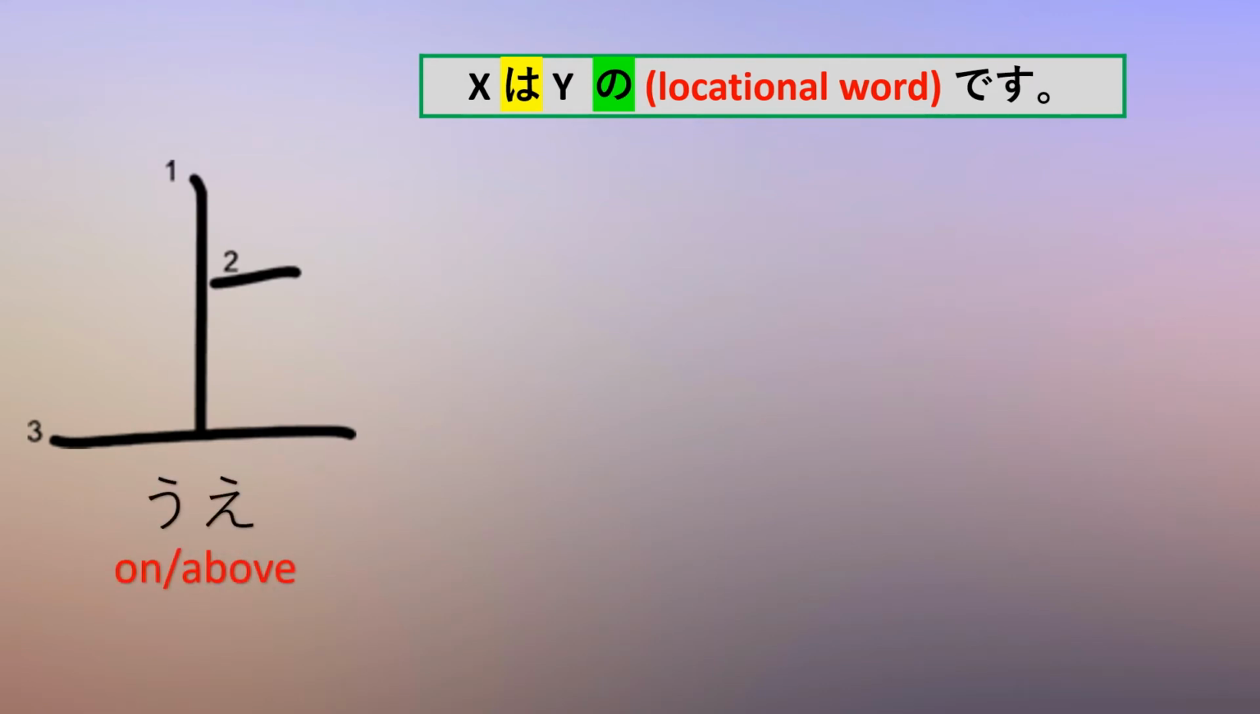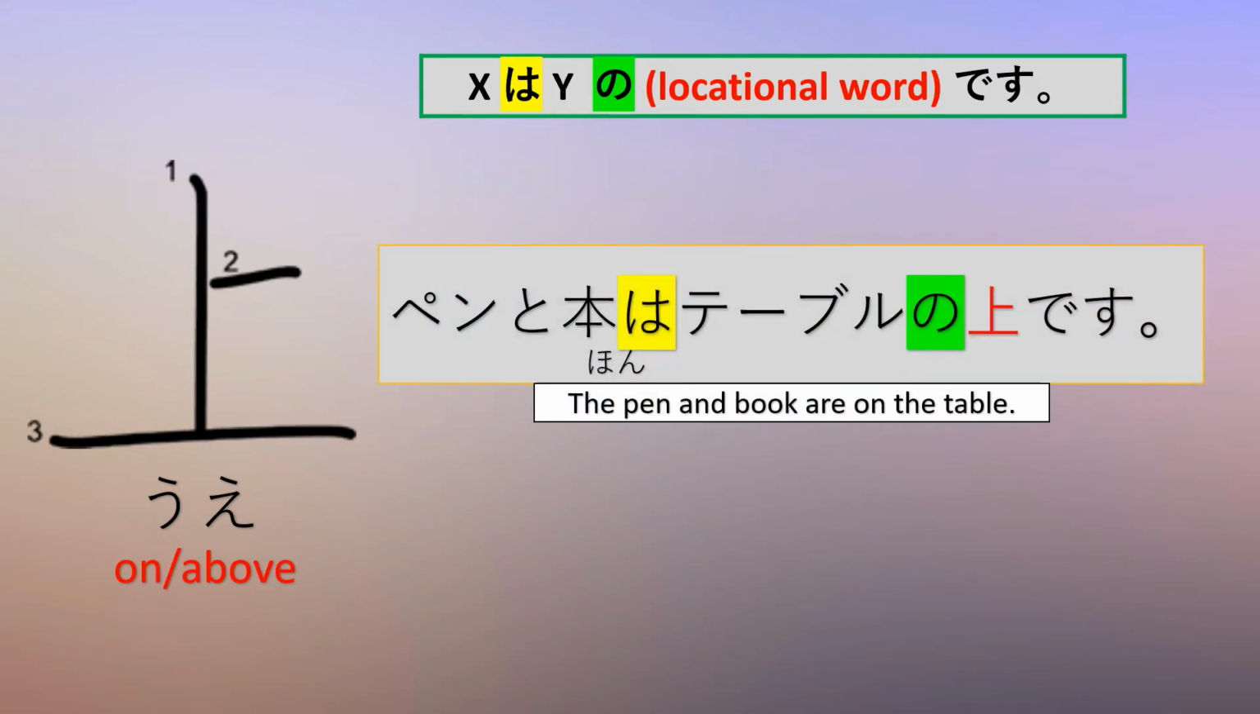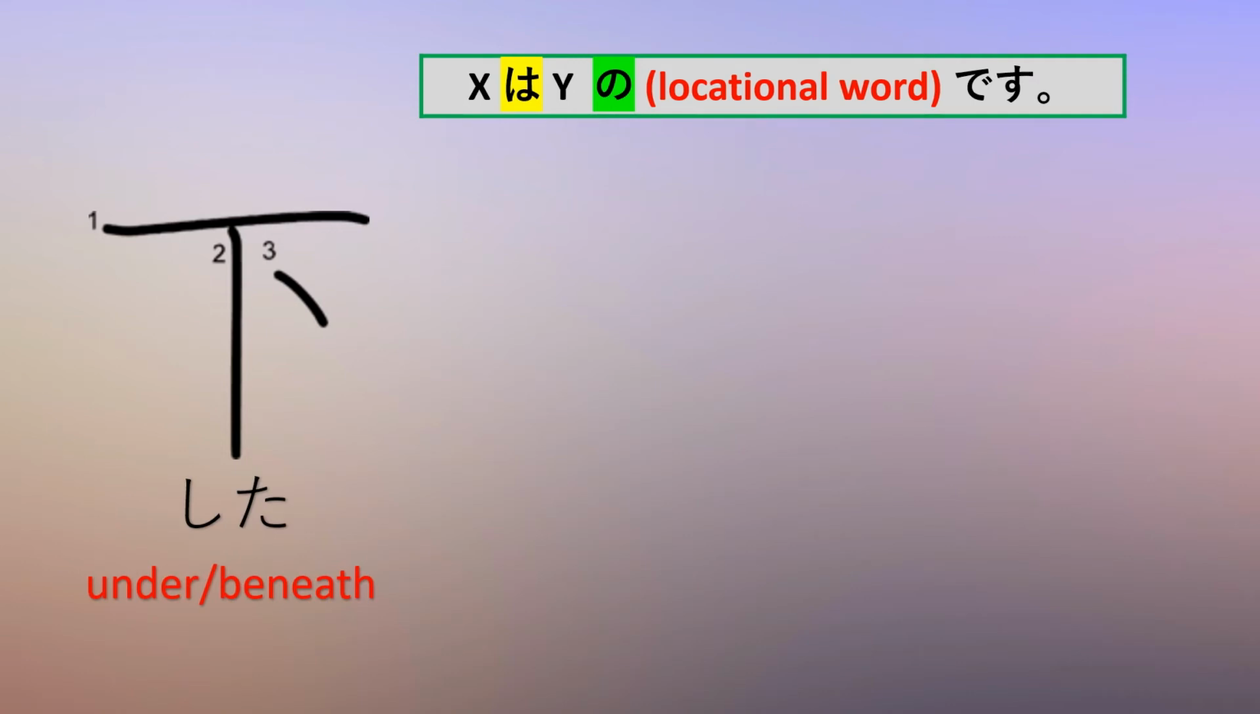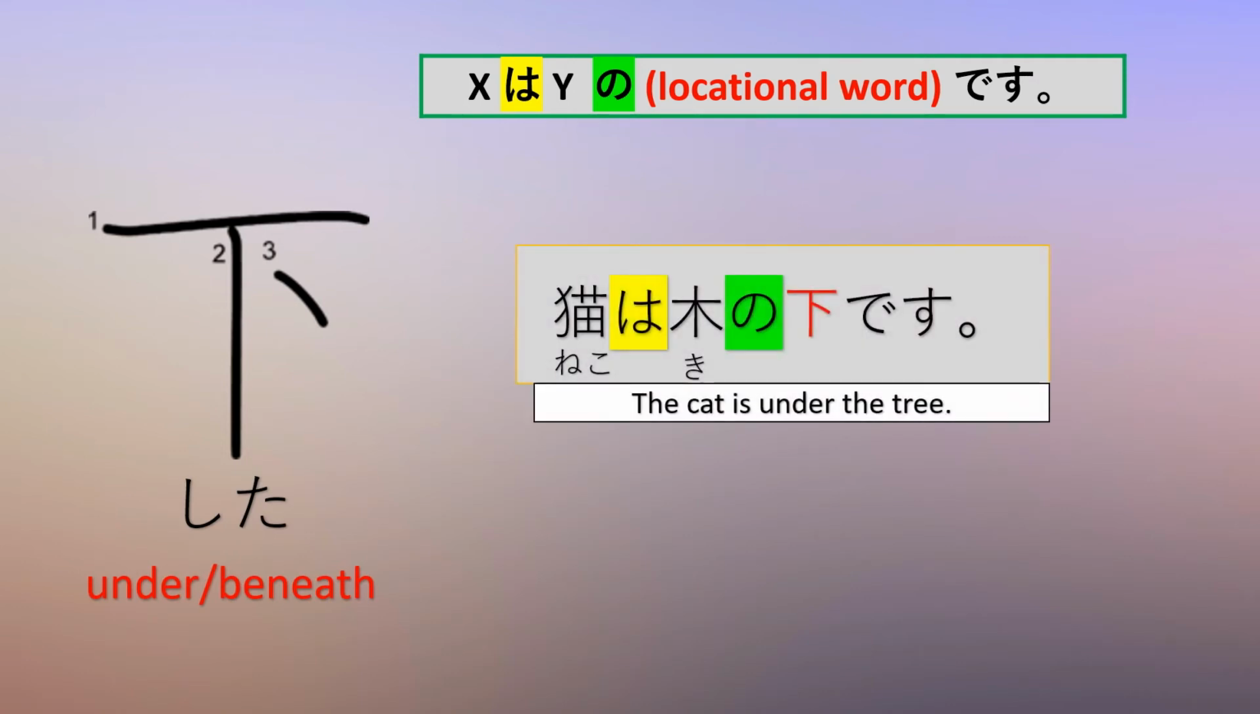Next is ue, on or above. Ue. For example, pen to hon wa teburu no ue desu. The pen and the book are on the table. Next, shita. Shita, underneath. Neko wa ki no shita desu. The cat is under the tree.